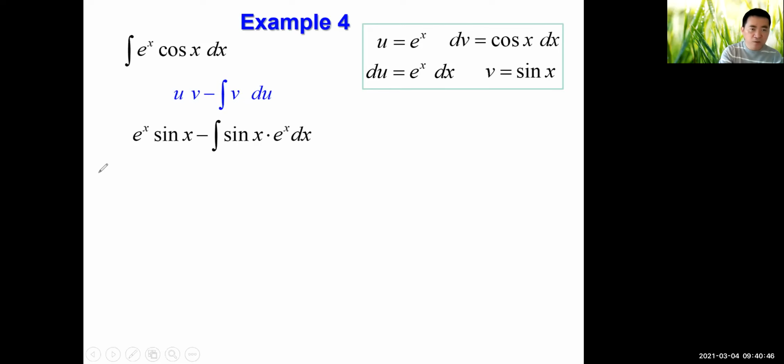So instead of integrating this, it's the same as e to the x sine x minus the integral of this. But since we still have the product of sine and e to the x, a product of two functions, I cannot integrate directly. Since it's a product of trig and exponential again, instead of e to the x cosine, that's e to the x sine, we've got to use integration by parts a second time.